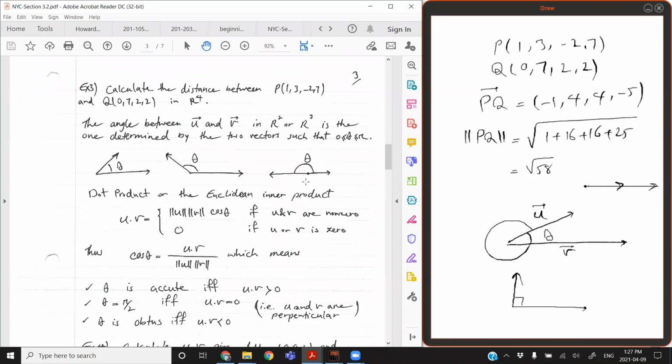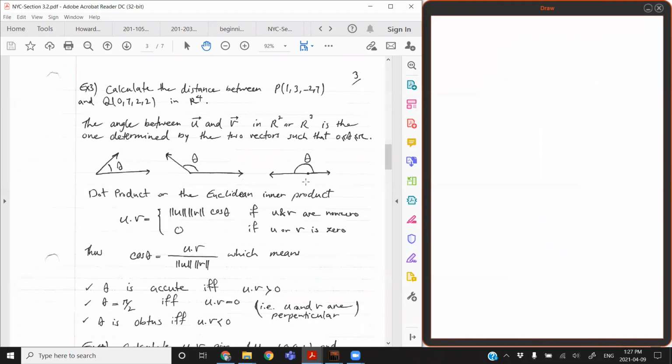And the dot product, also called the Euclidean inner product, is defined based on the angle of the two vectors. So if you have two vectors, U and V, then U dot V, the dot product of U and V, is defined to be norm of U times norm of V times the cosine of the angle between them. And that's the case if U and V are non-zero vectors.